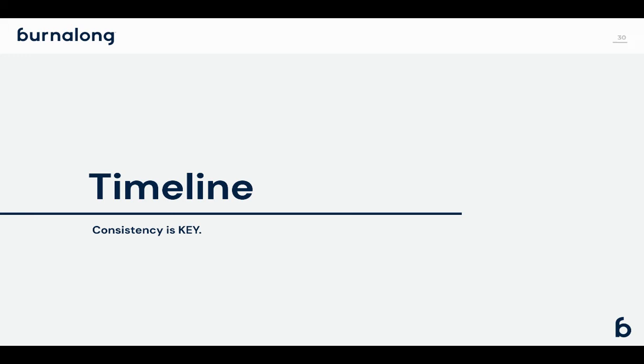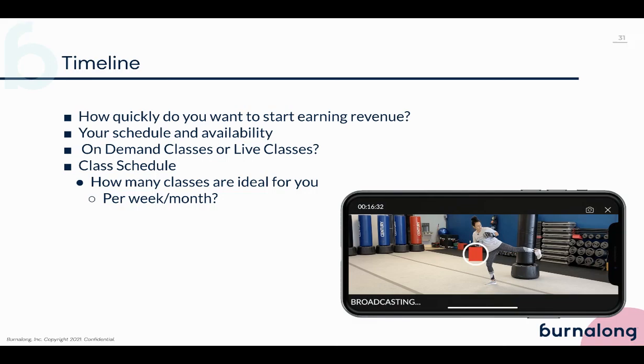All right, talking about timeline. So consistency is key. I get a lot of emails with about 5 classes posted on the platform saying, why am I not making any money yet? Why is this not working? You have to be consistent and you have to build up your library to start earning good revenue on the platform. So think about your schedule and availability and plan it out just like you would plan out any other meeting.